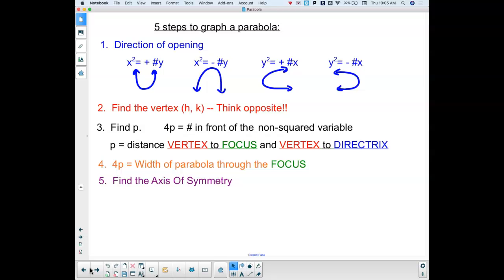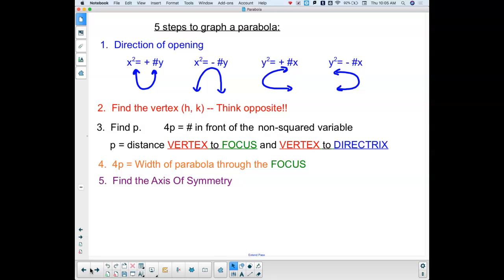Now let's go back to the coefficient. The coefficient of the non-squared variable. Yes. So the direction of opening is determined by two things: which variable is squared and the coefficient of the non-squared variable.